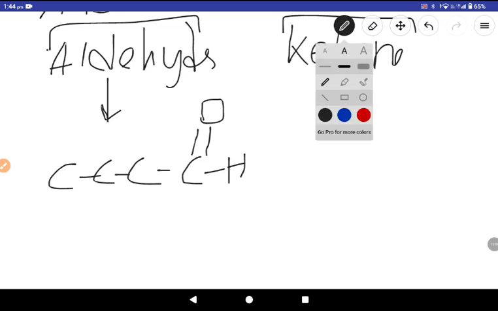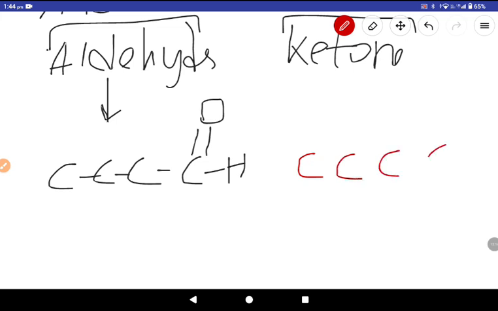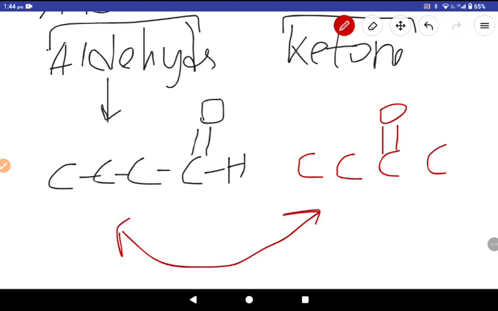But with the ketone, it's quite different. It will be something like 1, 2, 3, 4. It can be on the first or the second because it will just resemble the previous one. So it will be somewhere in the middle. It can be here or it can be there. So that's why these two are isomers, or functional isomers, of each other. Aldehydes and ketones, they will always go together.